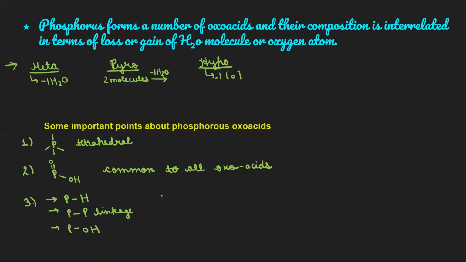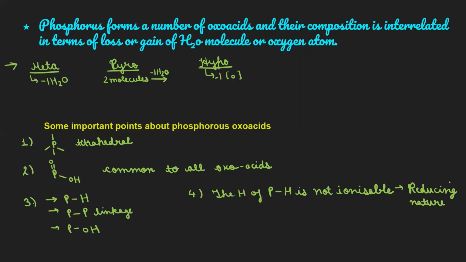Now this is the important point, and sometimes questions are asked from this in many competitive exams. Okay, so the point is that the hydrogen of the P-H bond is not ionizable. The hydrogen directly attached to phosphorus is not ionizable, and this P-H is responsible for the reducing nature of the acid. The acid with a greater number of P-H bonds will be a stronger reducing agent.